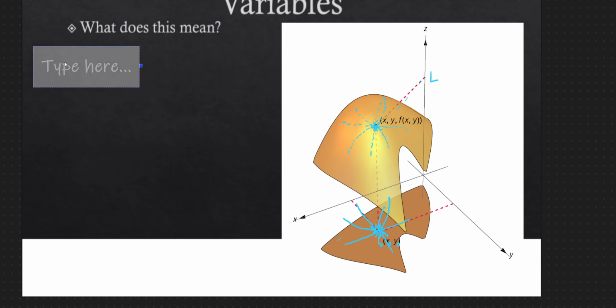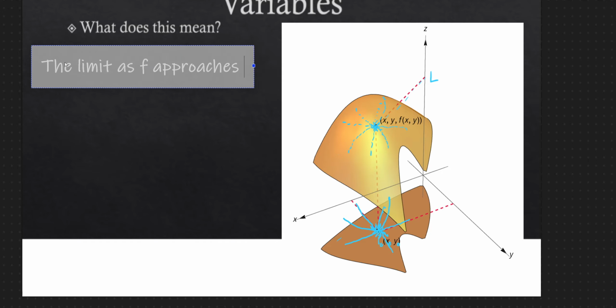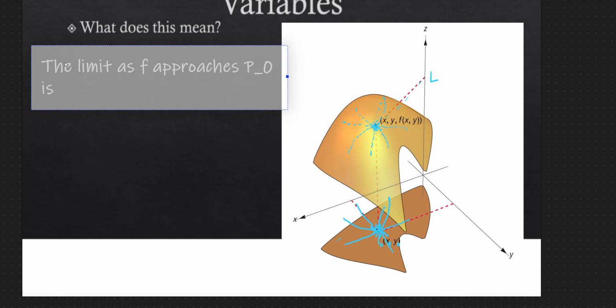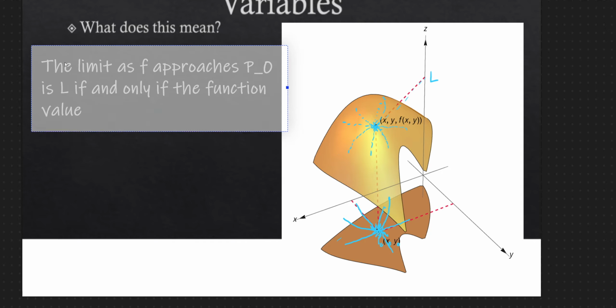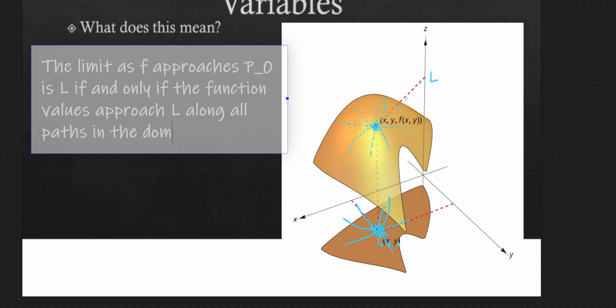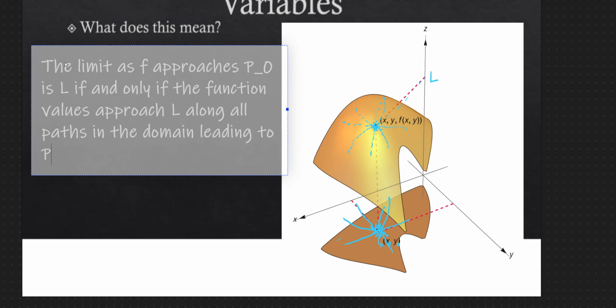All right, wait, let me write this down a second. The limit as f approaches p naught is L if and only if the function values along all paths approach L as we approach p naught. So that's what I'm describing here.